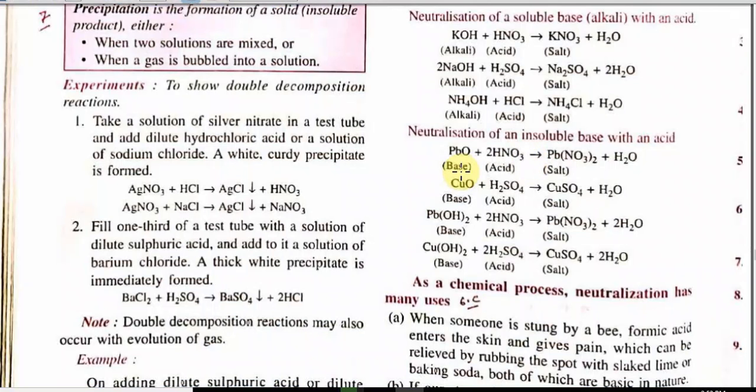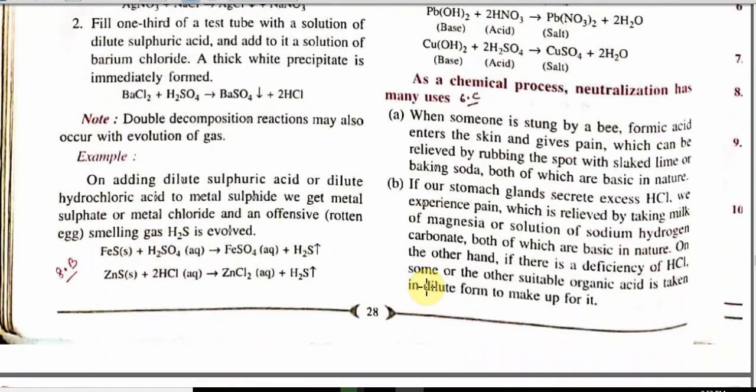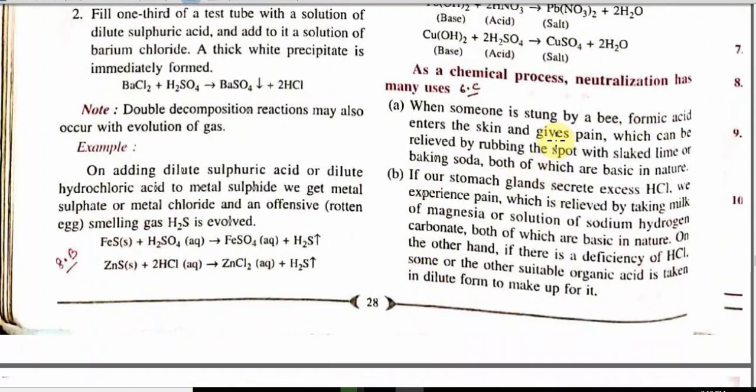Neutralization of an insoluble base with acid is also given. These are bases which are insoluble. These are acid and these are the resultant salt and water. As a chemical process, neutralization has many uses. Like someone stung by a bee, where the bee injects an acid into the skin. Now acid can be neutralized by a base only, so we should apply slaked lime or baking soda, which neutralizes the acid and gives us relief.